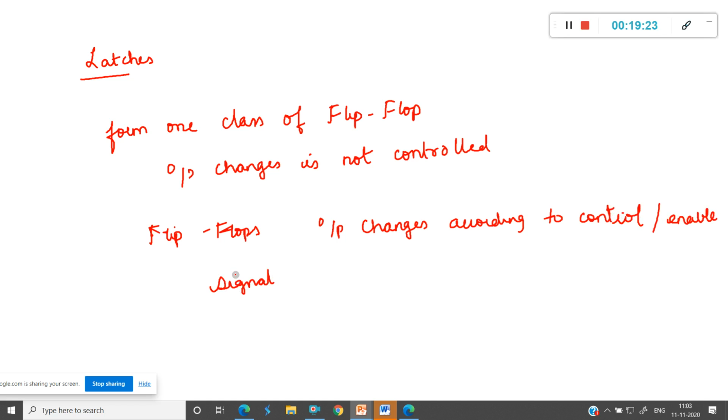So this is the difference between the latches and the flip-flop. Latches: the output changes are not controlled. Flip-flop: the output changes according to some control signal or some enable signal. There is a control over the output changes. Or if you do some modifications at the output side, it obviously depends on some control signals at the input side. Okay, so this is the difference between latches and flip-flops.